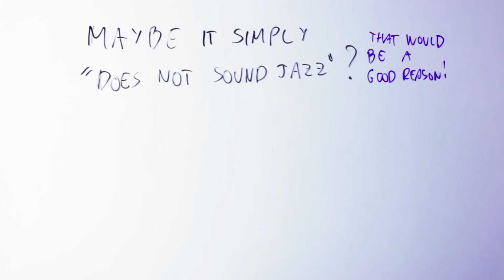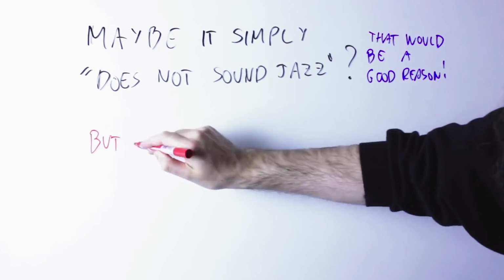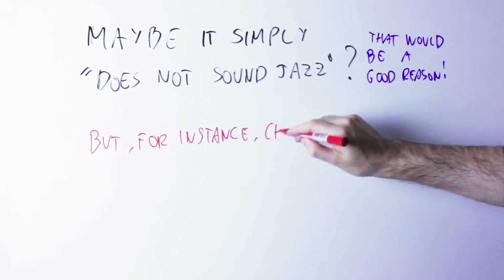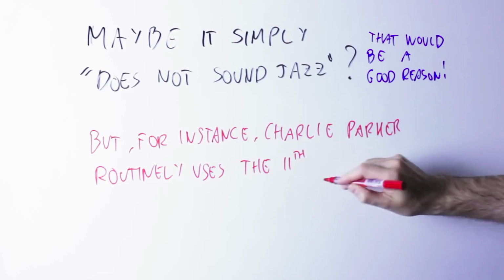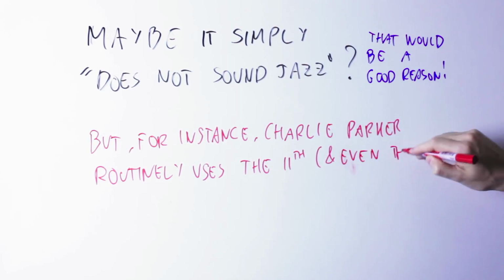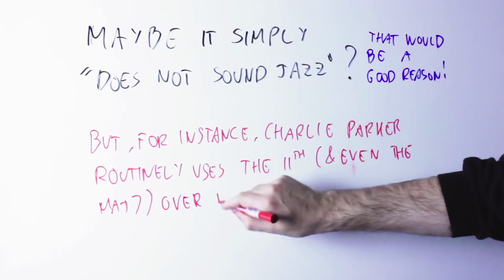But there is a problem here, and so even this is not a good justification. What is the problem? The problem is that if you go and check in the jazz repertoire, you will find that the 11th, but in fact most of the other notes that are called avoid notes, have actually been used. So for instance, in many solos by Charlie Parker, you can find the natural 11th played on a dominant 7th chord or even on a major chord.